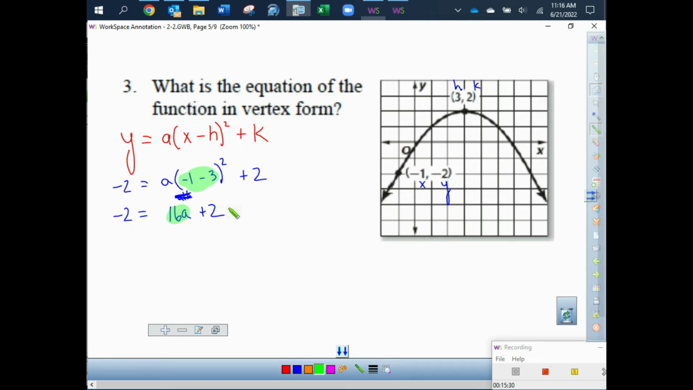Then I just want to try to solve for a, so it's old school algebra, baby. I got to get this dude all by himself on one side of the equal sign. Well, there's this plus 2 hanging out, so I'm going to subtract 2.